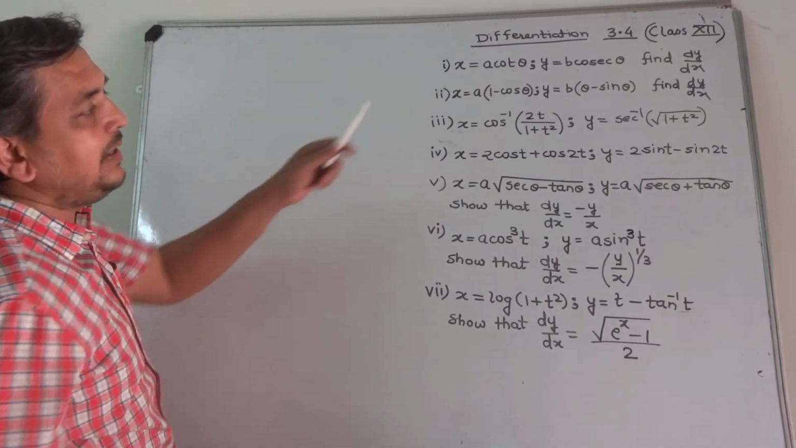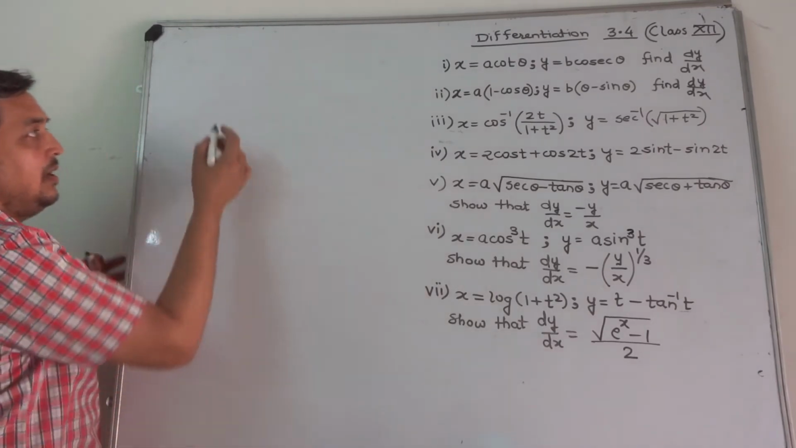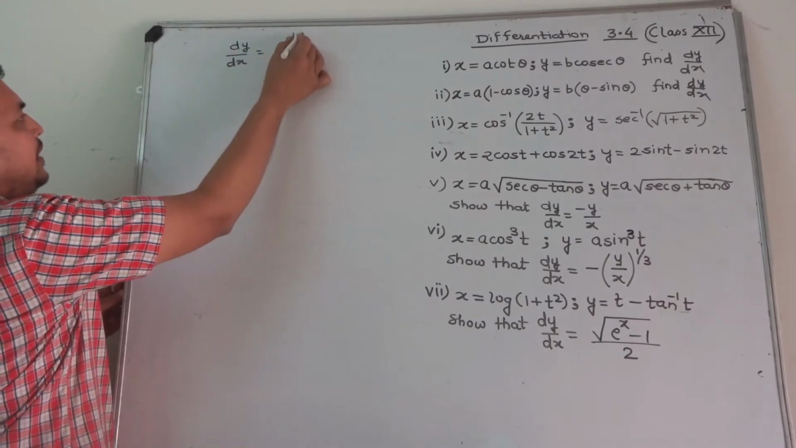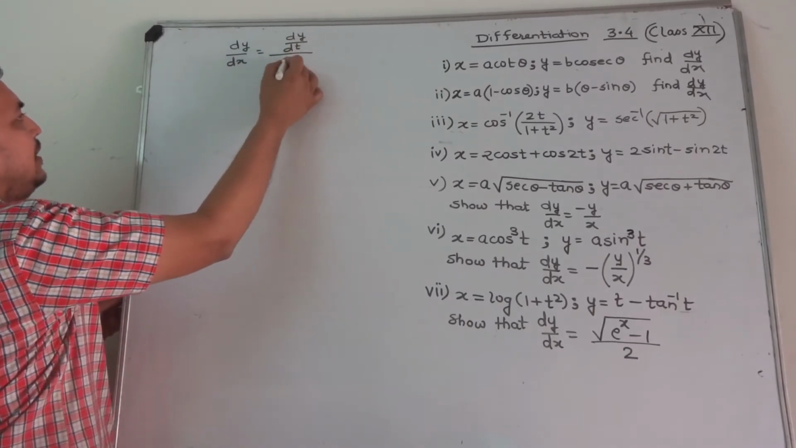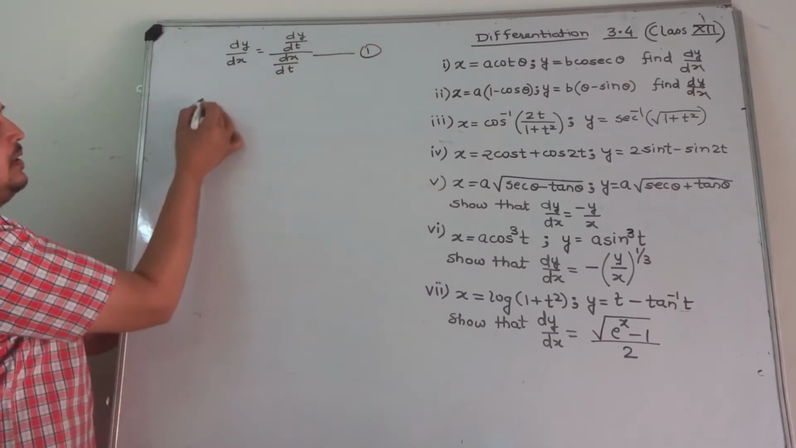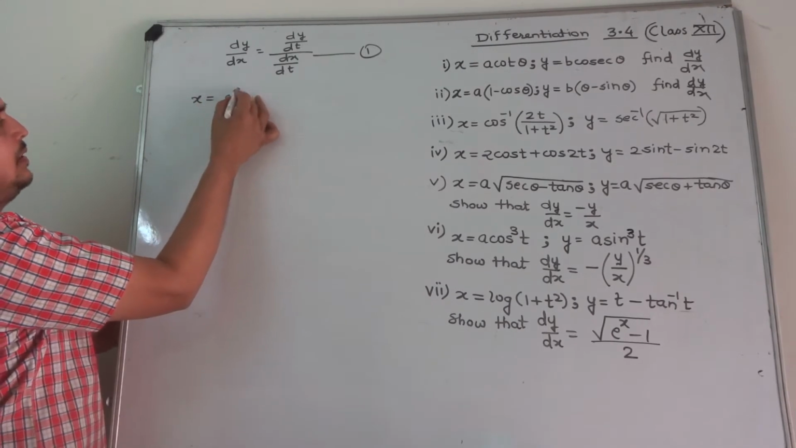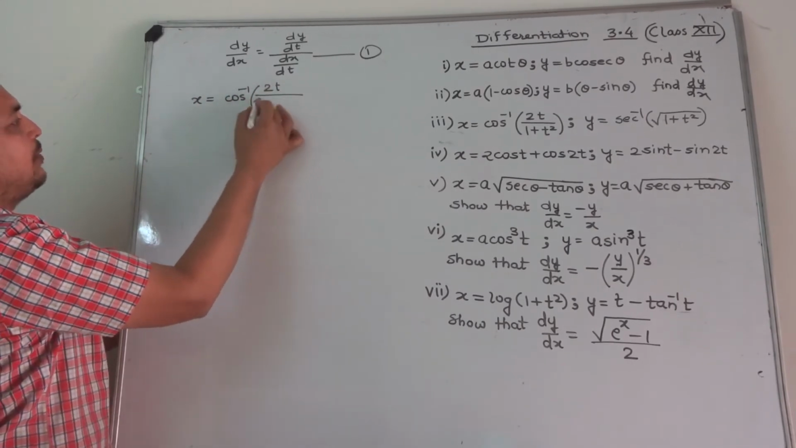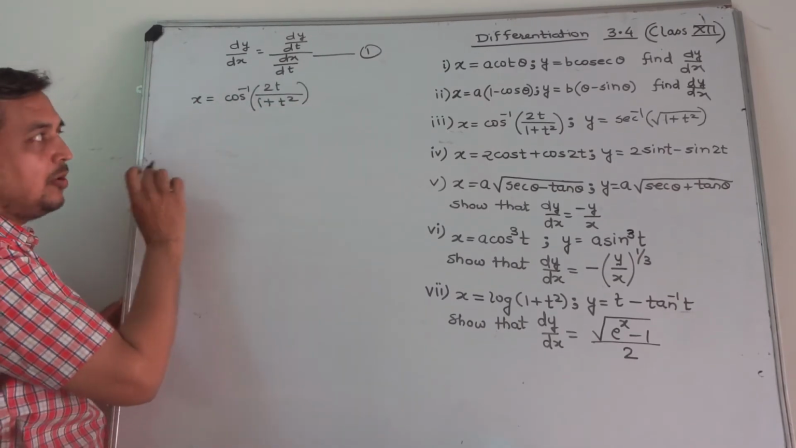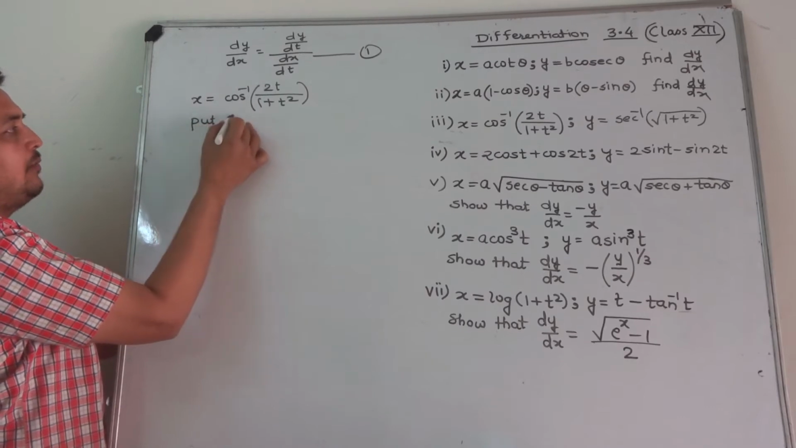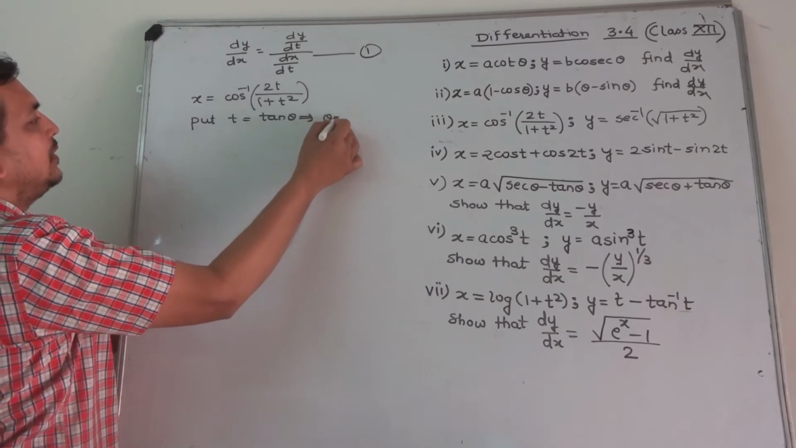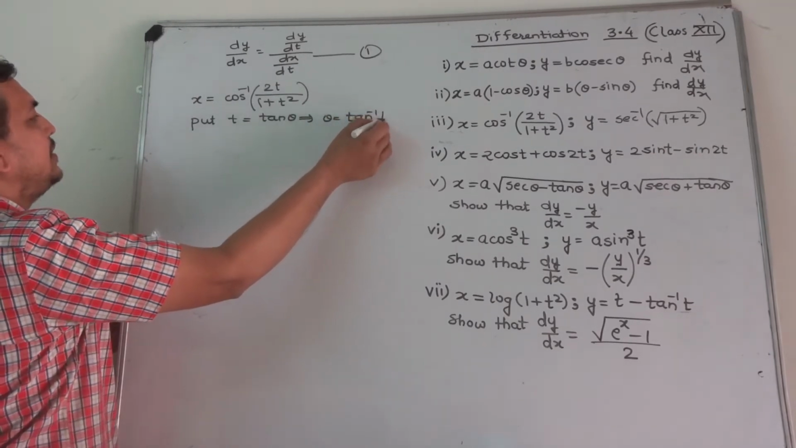Now in the third question we can see x and y are given in terms of some other variable t. Now t is the variable and so the first step becomes dy by dx equal to, we can differentiate y with respect to t, we can differentiate x with respect to t. So this is number 1. Now x is cos inverse of 2t upon 1 plus t square. See, this is inverse trigonometry type. We have to use trigonometric substitutions. We have to put t is equal to tan theta, which will give theta is equal to tan inverse t.